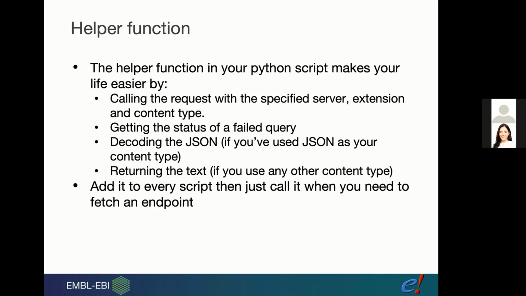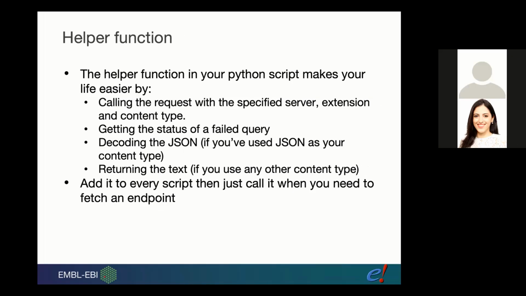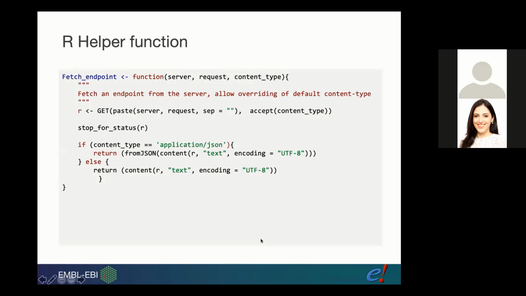So you can, for example, define a function and put the request making in it. You can put the error handling, decoding of the JSON, and returning and printing of your response. And then you can just use this function whenever you need. And here we have an example of how to build such a function in R. First, we are giving our function a name, so here we're calling it fetch endpoint. So we're defining our function.